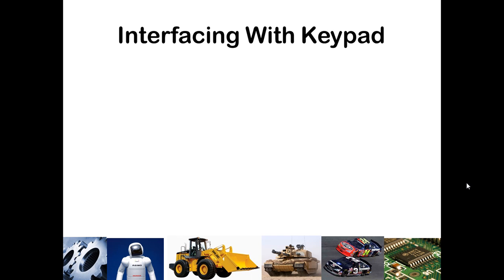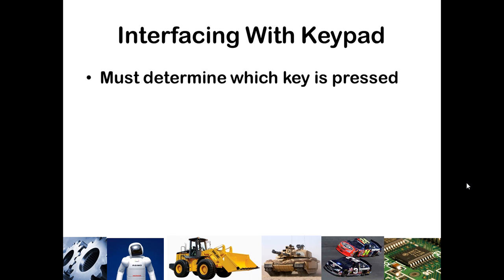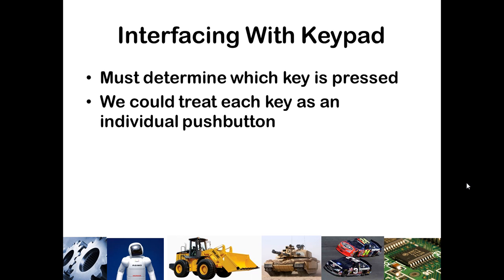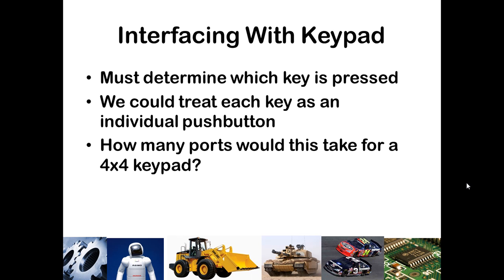So how can we interface with the keypad? Well, our goal is to figure out which key is pressed, so we could treat each of the keys as an individual push button. And to do that, we would basically just have to hardwire every key, just like a switch. We've already talked about how to interface switches with either pull-up or pull-down resistors. And so we could do that and use each pin individually. And if we did that approach for a 4x4 keypad, we would have to use 16 different ports because we have 16 switches. So there's bound to be a simpler way, and let's figure out how that works.